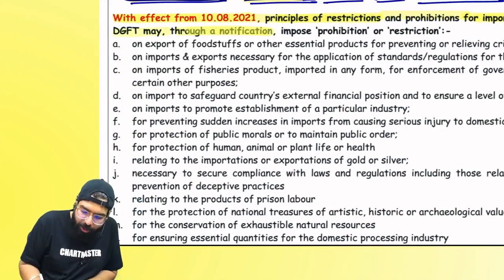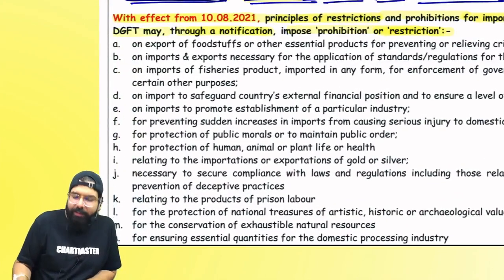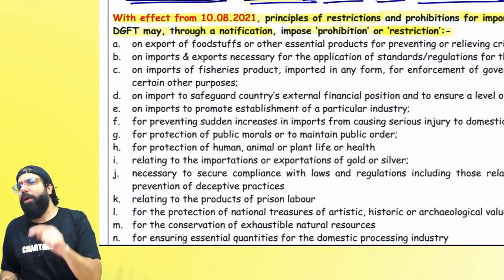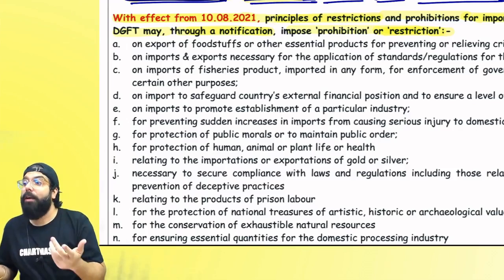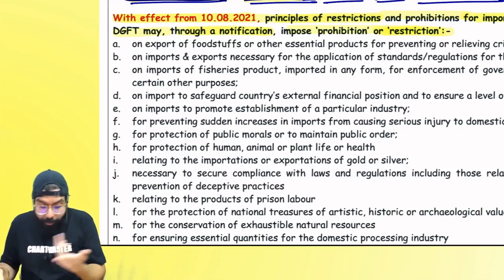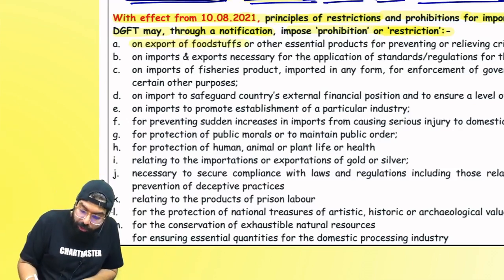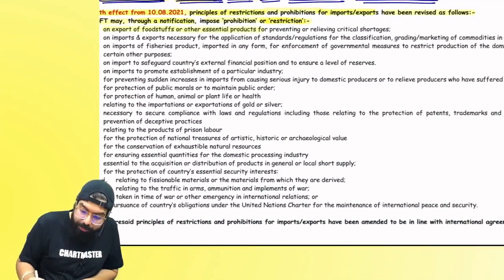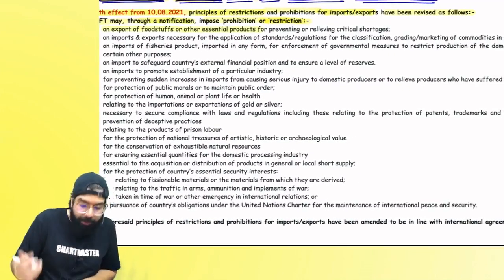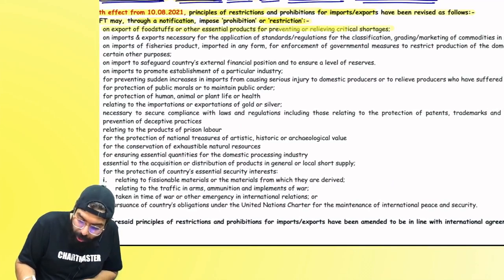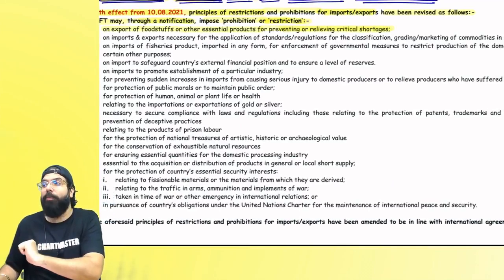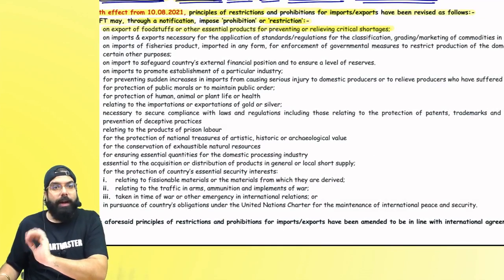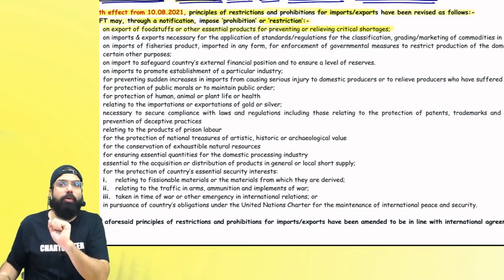DGFT may, through a notification, impose prohibition and restriction. Now they told that from India food grains can't be exported, prohibited. Why? Because shortage was there. So when can they prohibit export of foodstuff or other essential products? For preventing critical shortage. Otherwise, internationally, you are not allowed to stop any exports. As per international agreements, you are not allowed to stop any exports.